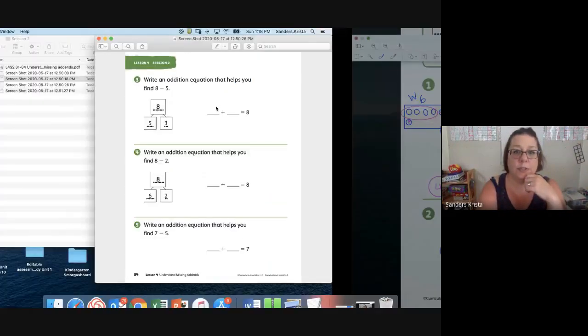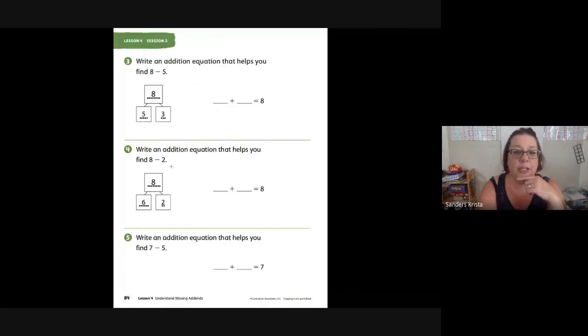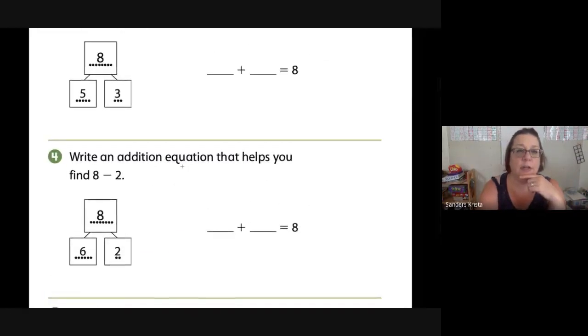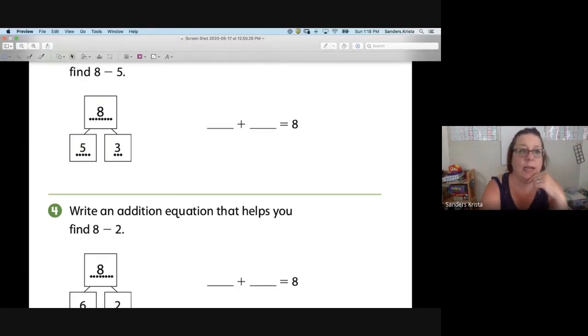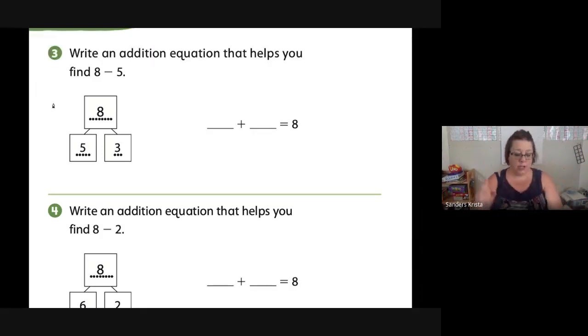Move over to page 84. It says write an equation that helps you find 8 take away 5. Remember, if you know your whole and your part, you can go through and label everything. Whole minus, right? It's always a puzzle. Whole minus a part. Whole, part, part.